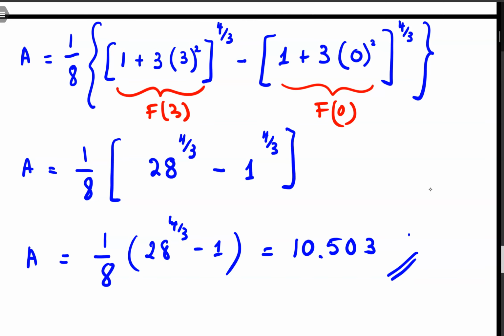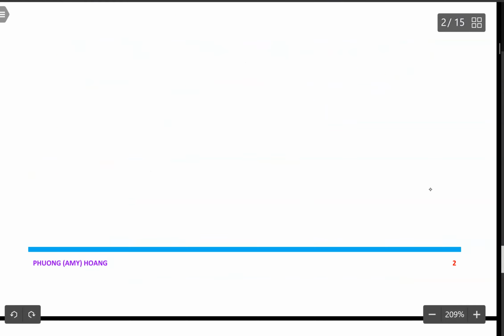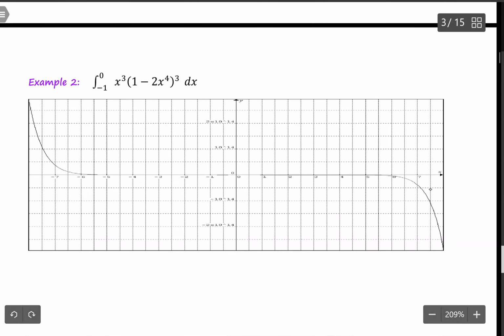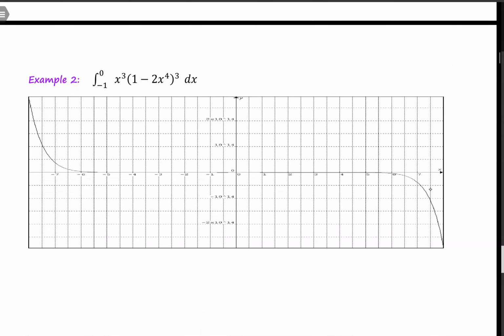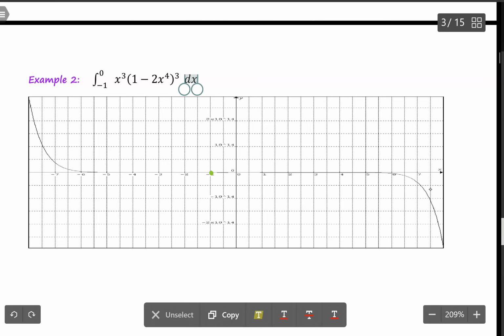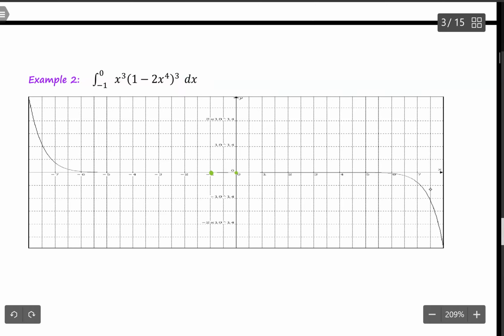Alright, I should put here unit square, because we are calculating the area under this curve. So let's move on to the next example. My next example, I am identifying my upper and lower limit at -1 and 0. So -1 here and 0 is right here.